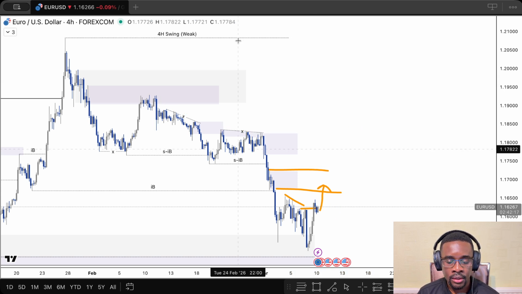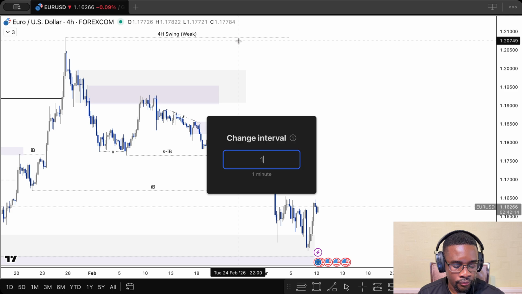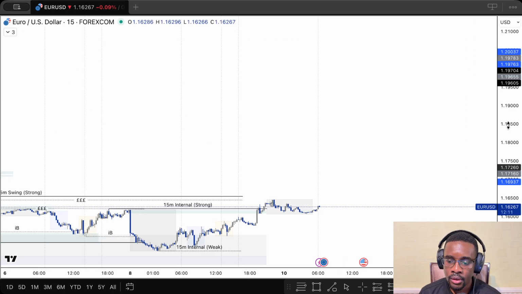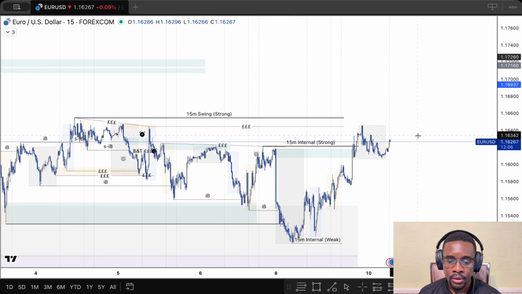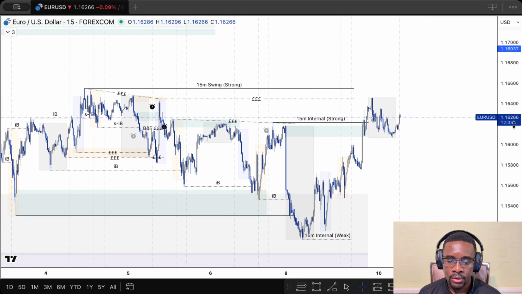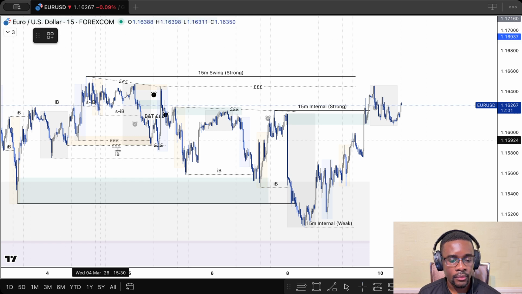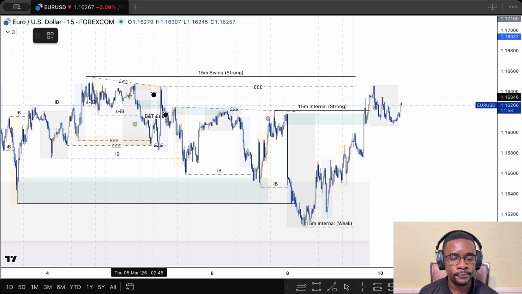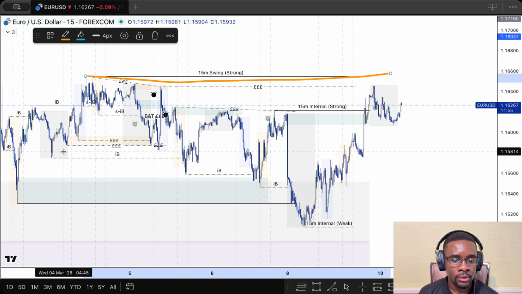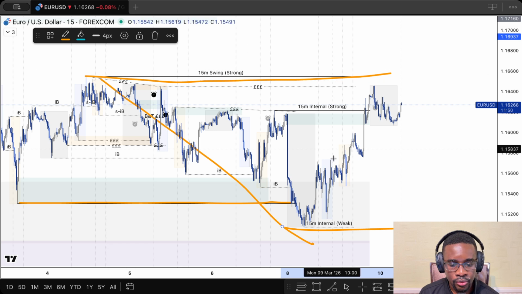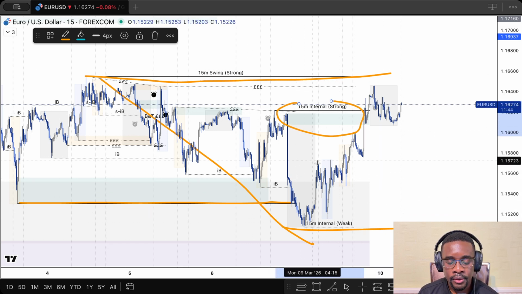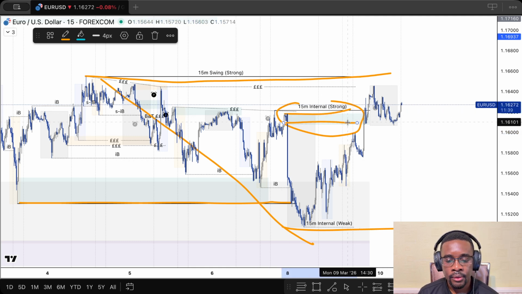So looking at the 15 minute, this is our swing range. So we broke structure right there, and then this is the swing range that we're in, and then price has been pulling back up.